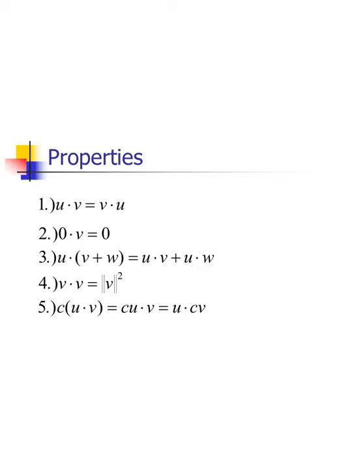And then finally, if I have a scalar number times a dot product, I can multiply the scalar number by one of the vectors and then do the dot product. So I could do the scalar number times u and then do the dot product, or the scalar number times v and then do the dot product.